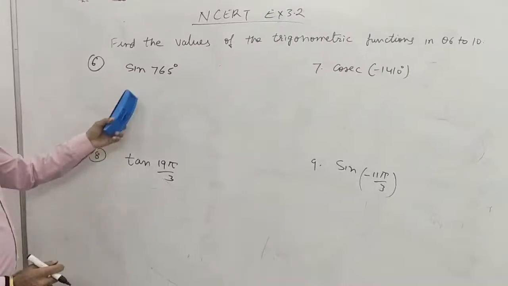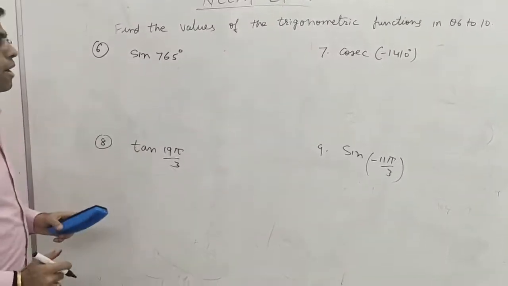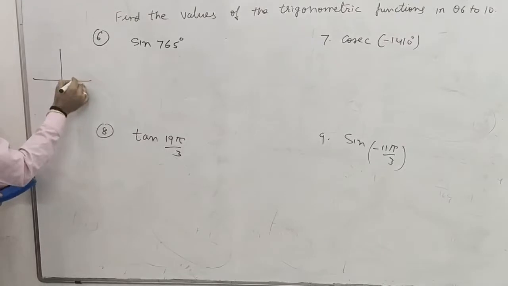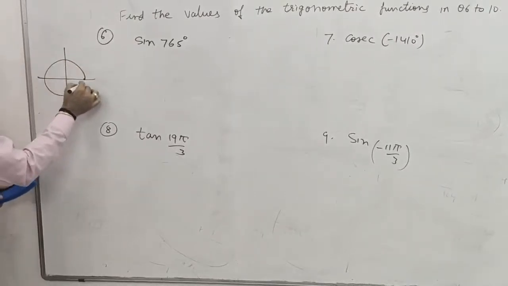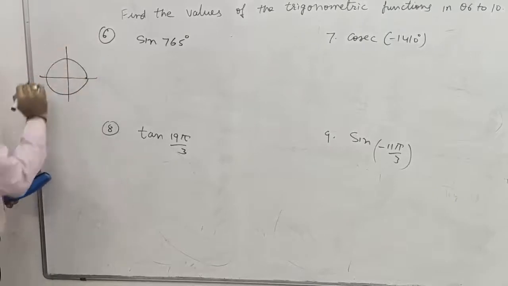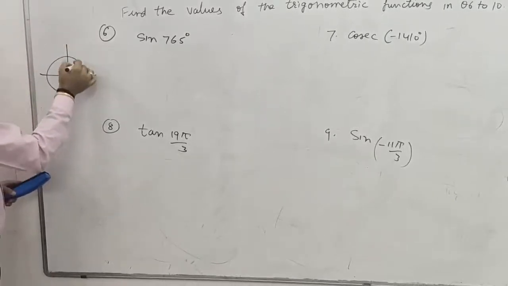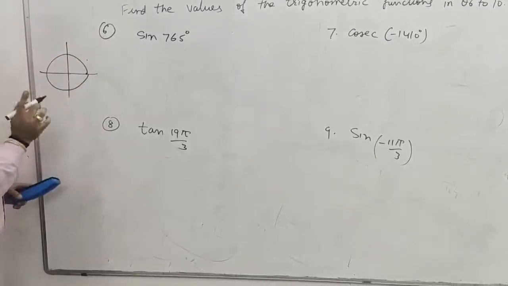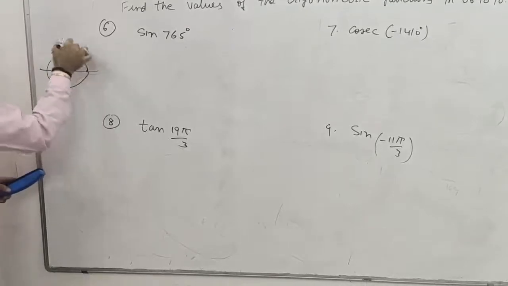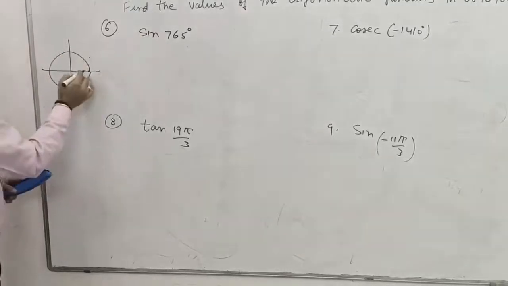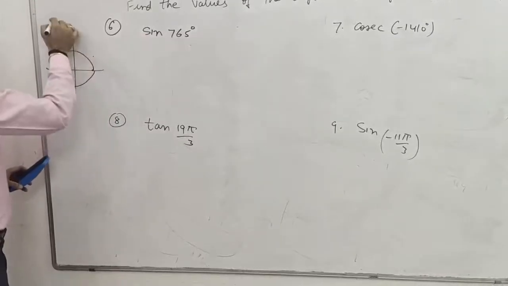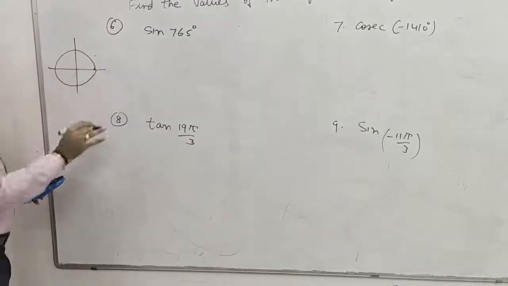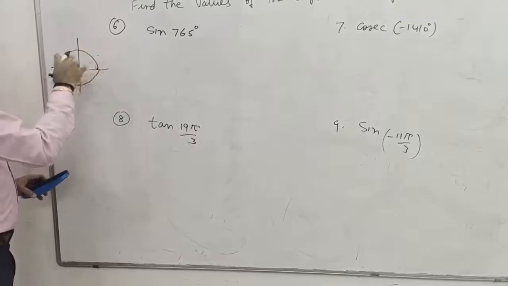Now we have to find the value of sine 765 degree. As I told you, if we start from the initial line, one complete revolution is an angle of 360 degree. After completing 360 degree, you will come again to the first quadrant. So how many 360 degrees can we cover? Basically we have to check the multiples of 360 degree.